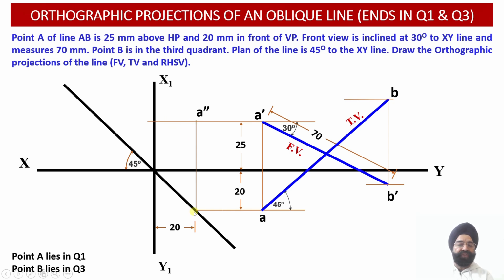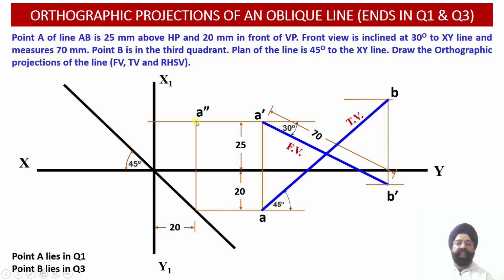So by using this transfer line, this distance from the top view, that is alongside the depth, has been transferred into the profile plane over here. So now this distance is 20 millimeter in front of the vertical plane, right, into the profile plane. So this way A double dash point has been located in the side view projections.